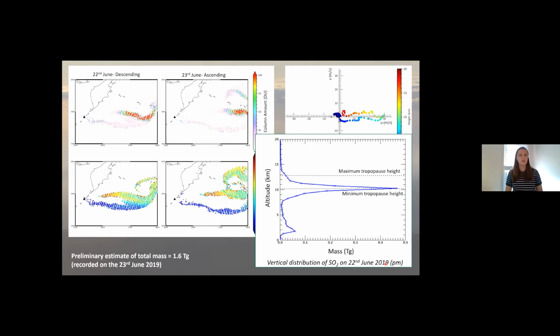And so we've done some estimates of the total mass. These are daily total masses. We've got a total value of 1.6 teragrams, which we reported on the 23rd of June 2019. These are preliminary estimates. As I said before, we're in the process of making a few adaptations to the retrieval, and so it's likely that this may change slightly.